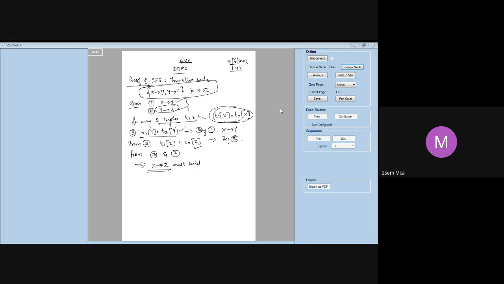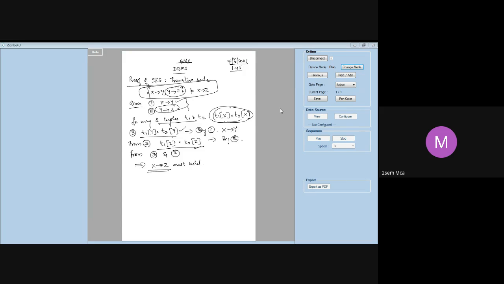Now, T1 of y is equal to T2 of y, we have already written. And we also know what? Y determines z. Hence, I can always write T1 of z is equal to T2 of z. Any doubts?